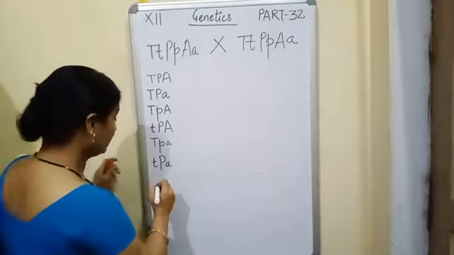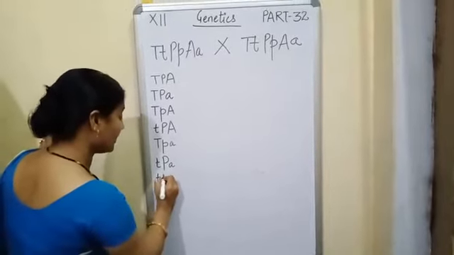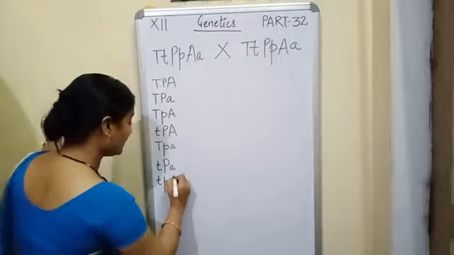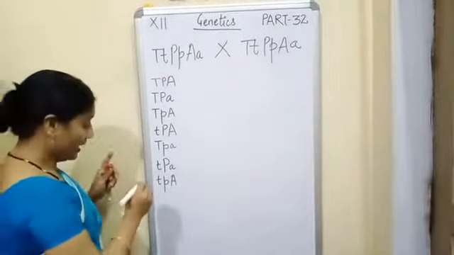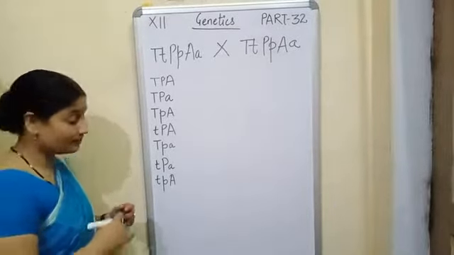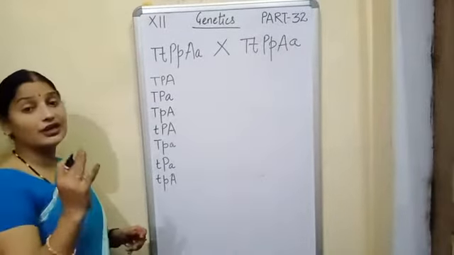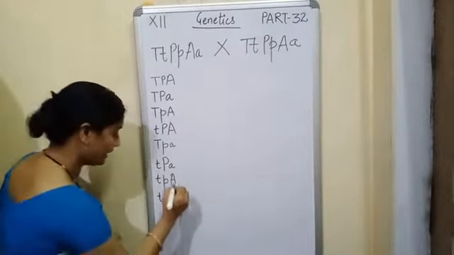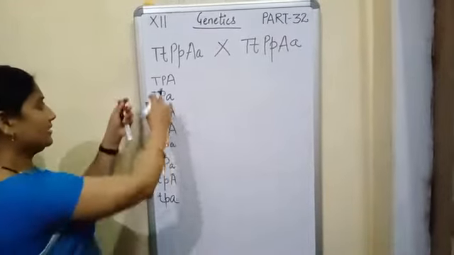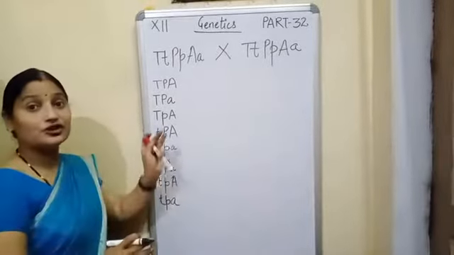Clear? Now third time. Small t, small p, capital A. Understood? And for the last, we can take all the three as recessive. T, P, A. So this is very easy method to make the gametes.